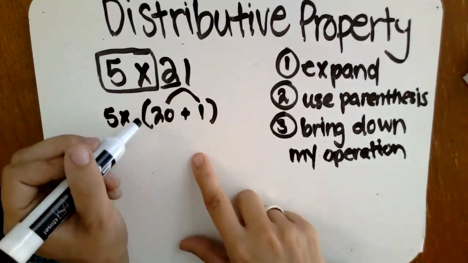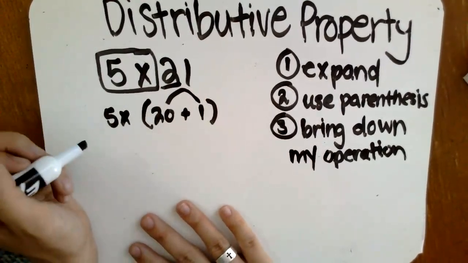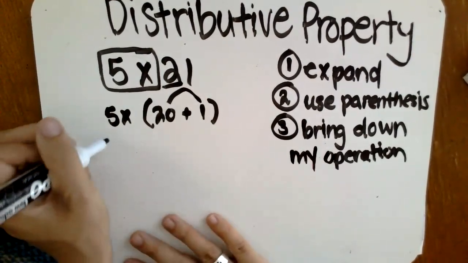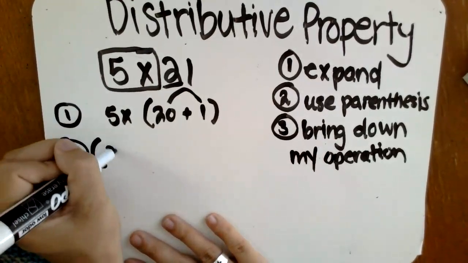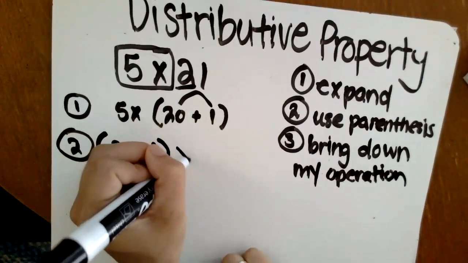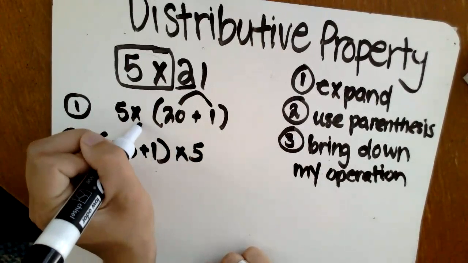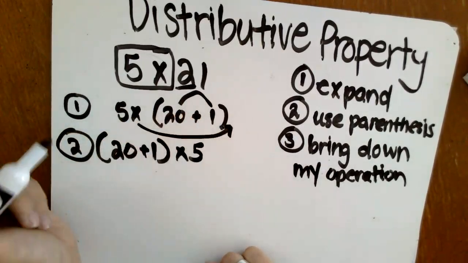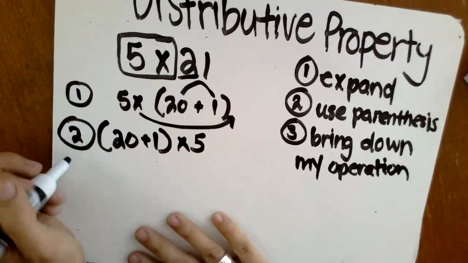Another way would be if you just simply switched it and did the commutative property, because remember, that represents the same thing. So I could also write, another way would be 20 plus 1 multiplied by 5. I simply moved my 5 from this side to this side, and that still represents 5 times 21.